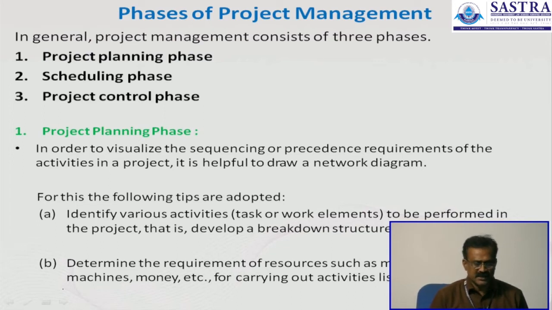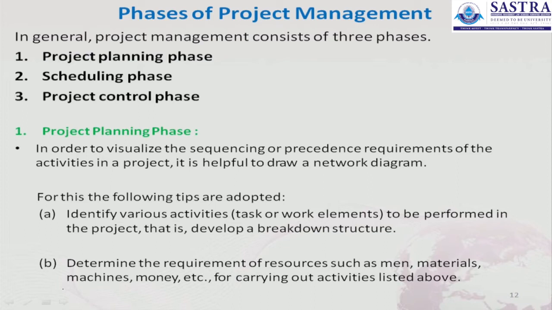In order to visualize the sequencing or predecessor requirements of the activities in a project, it is helpful to draw a network diagram. This is what is in our syllabus, to draw a network diagram for the first initial process. And the second thing is, for this the following steps are adopted. Identify various activities, tasks or work elements to be performed in the project, that is, develop a breakdown structure. And the second thing is, determine the requirement of resources such as men, materials, machines, money, etc. for carrying out the activities listed above.